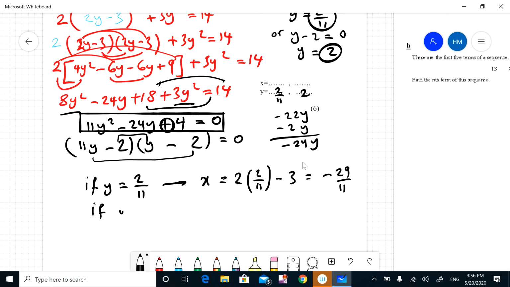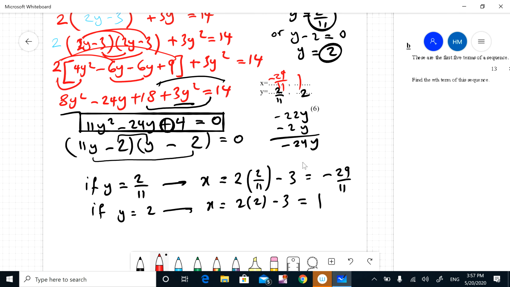If y is 2, x is 2 times 2 minus 3, which is 4 minus 3, which is 1. So you can put also two values of x, which are negative 29 over 11 and 1. So two values of x and two values of y, and in this way you will get the full mark in this question.